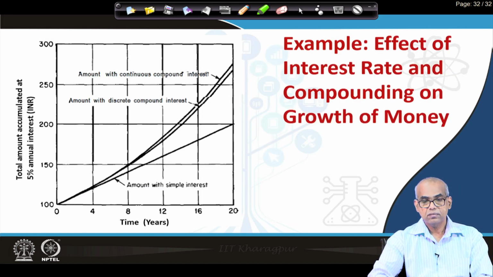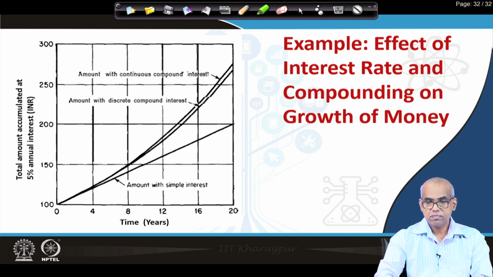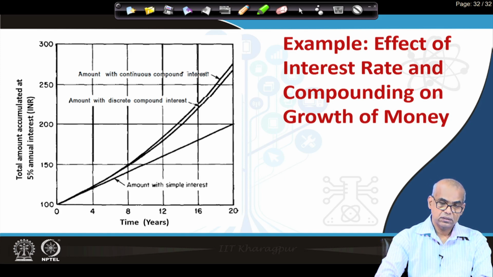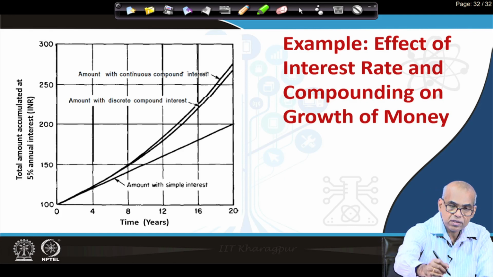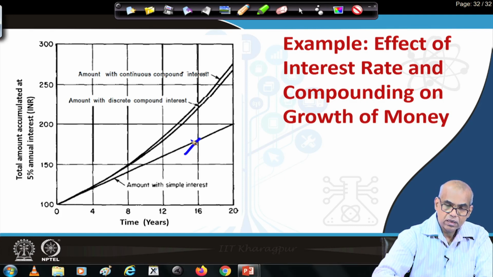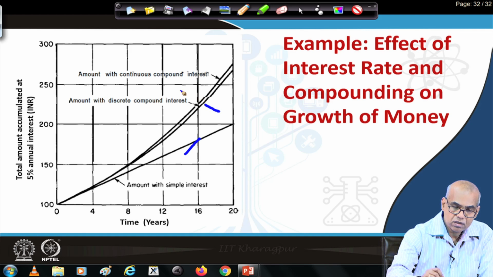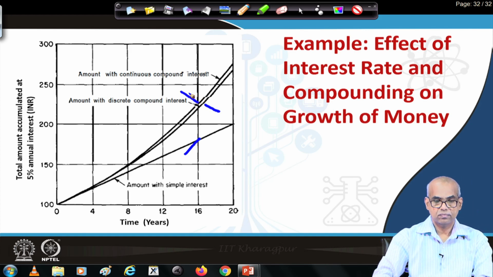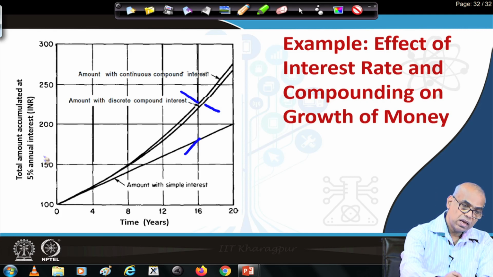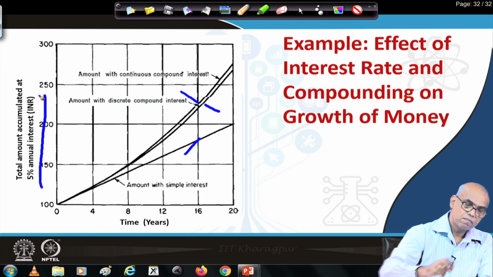So, these figures indicate the effect of interest rates and compounding on the growth of money. So, you can see how the same amount of capital grows with simple interest as well as compound interest, discrete compound interest and continuous compound interest with the same annual interest rate of 5%.